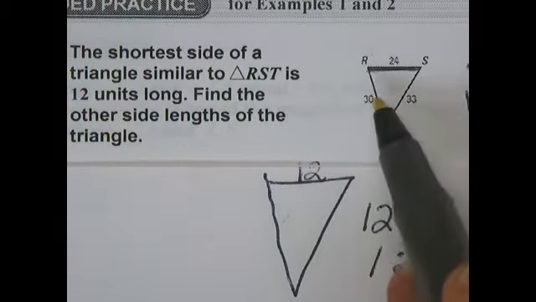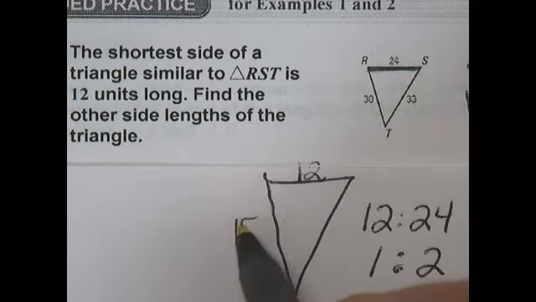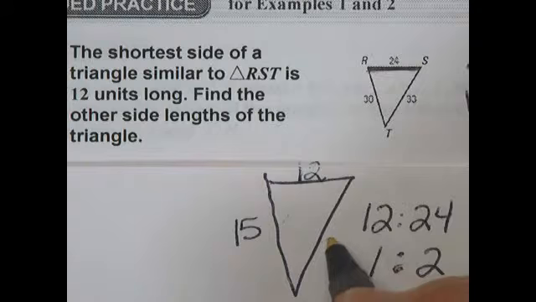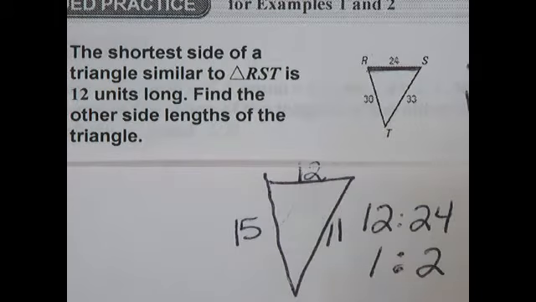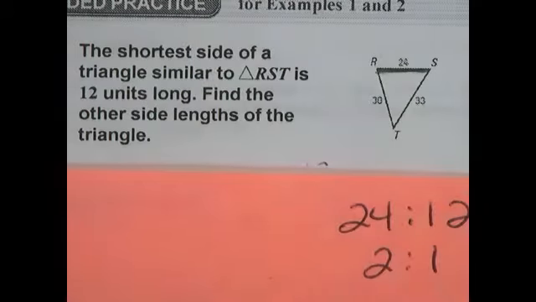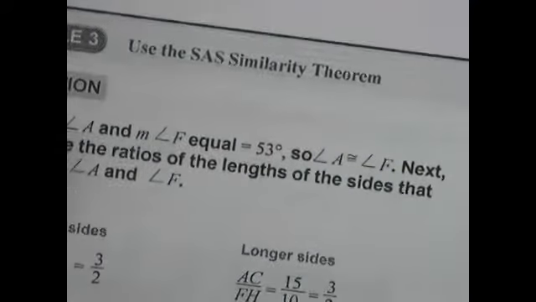12 is to 24 as 1 is to 2, so we're in a 2-to-1 ratio here. You can do a little bit of math to stay in the 2-to-1 ratio with 30 and with 33, and you would get 15 and 11. Okay, should be pretty straightforward.